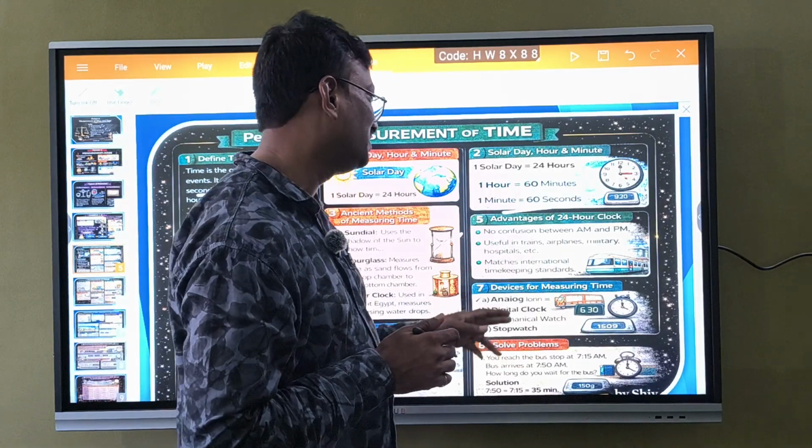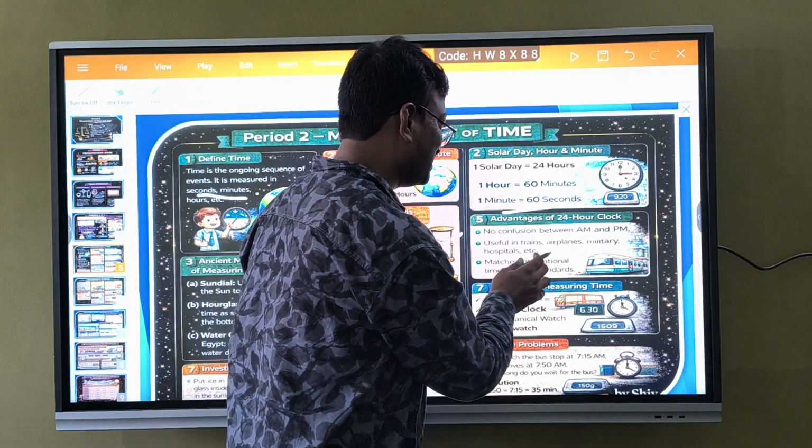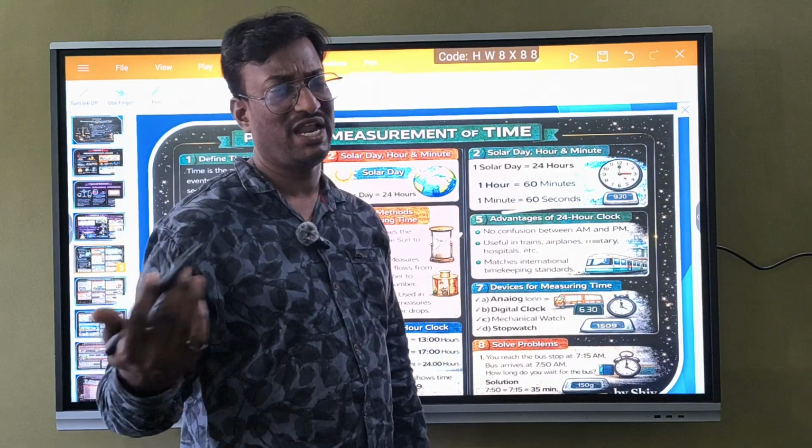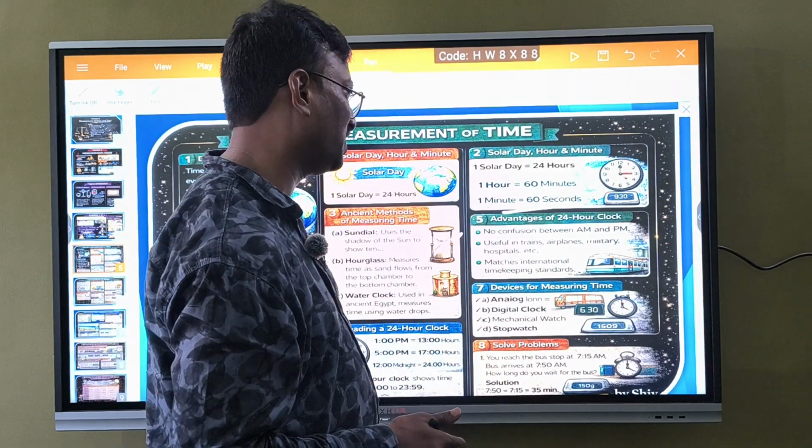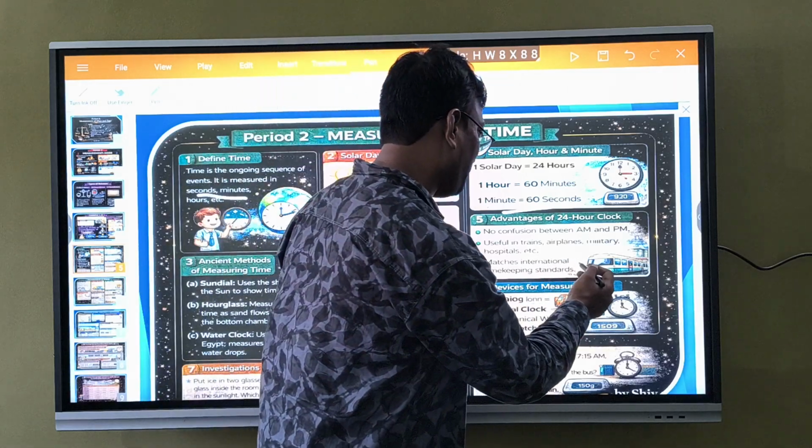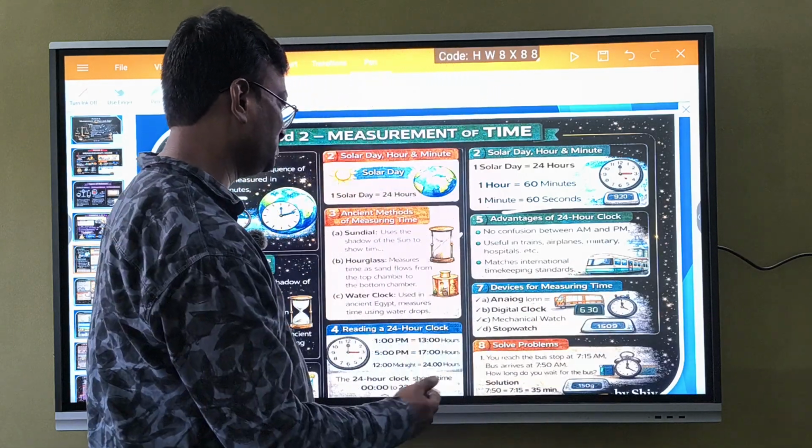Useful in trains, aeroplanes, military, hospitals, etc. In all these cases, in railway stations, they use only the 24-hour clock. It matches international timekeeping standards. Okay, so this is the thing.